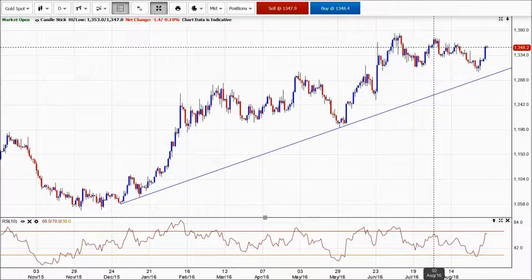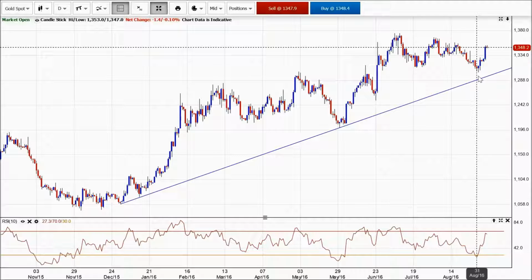I'd only change my opinion in the short term if it broke these lows from the beginning of September, but arguably there's still a whole load of support in this area here. So me, I think, even though it's gone a bit quiet and a little bit boring, the trend for gold is still up, and I'd still be inclined to be a buyer. 1,300 is the first big level on the downside, the lows from just last week, but that trend from January this year, so that's been going for 8 months now, is still doing a good job.